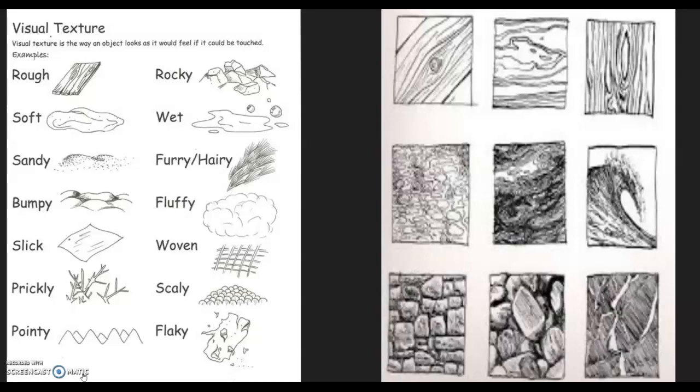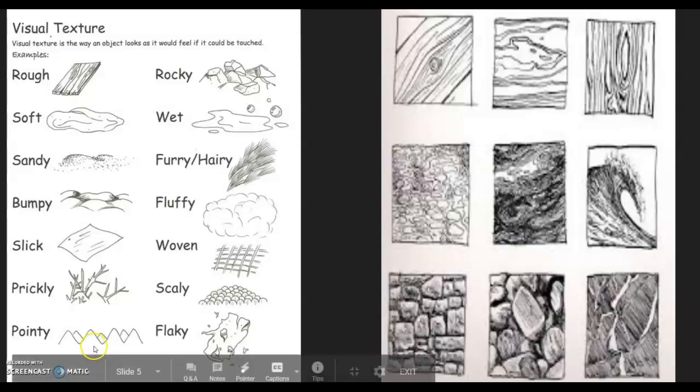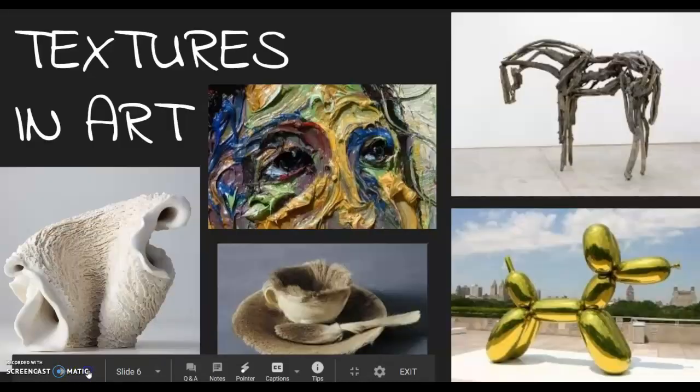Here's another example of visual texture. We can see different types of visual texture in our real world around us. Rough, rocky, wet like water, bumpy, slick, pointy, flaky. And then to our right, we can see how artists have tried to render those particular descriptions of textures. So over here, this would be the implied texture.